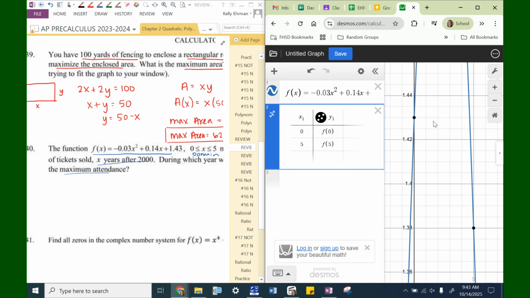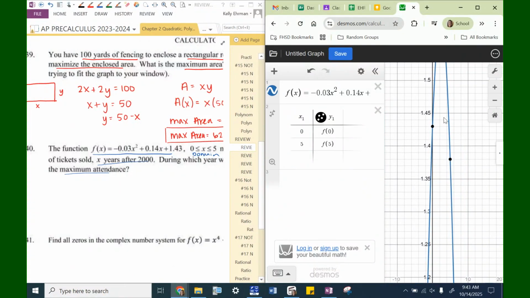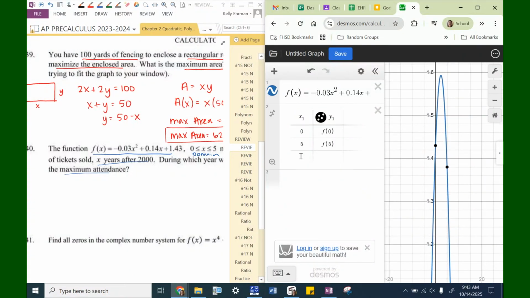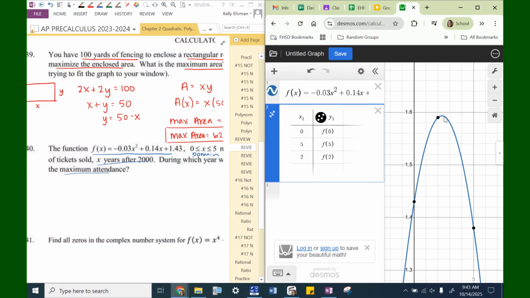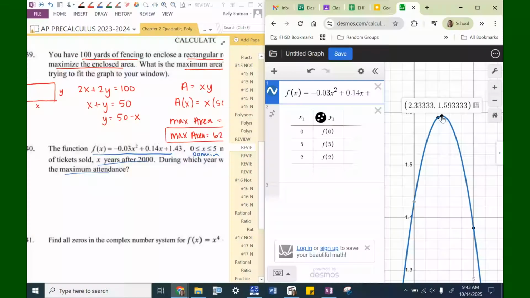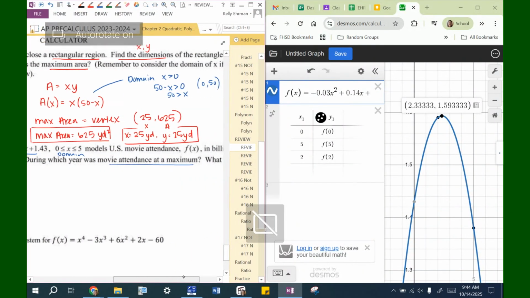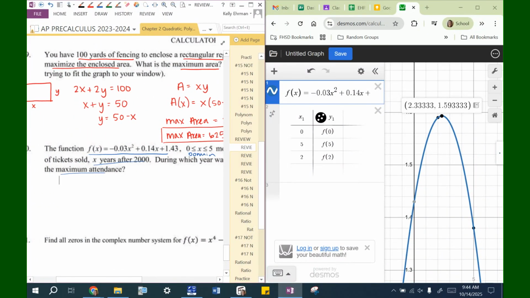If this zoom doesn't show you the vertex, you can either zoom out, or you could include a third point, something in between them, like 2 and f of 2. Or you could do 2.5, whatever, but the vertex is here. The question was, during which year was movie attendance at a maximum? What was the maximum attendance? So the maximum ordered pair is 2.333, 1.593. And remember, this is x and this is f of x.